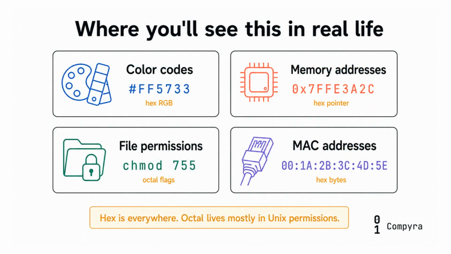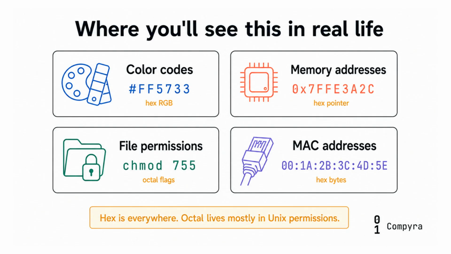So where do you actually run into octal and hex out in the wild? Hex shows up almost everywhere. CSS color codes, that hash FF5733 you've seen in web design, that's 3 pairs of hex digits, one each for red, green, and blue. Memory addresses in a debugger or a crash log, those 0x prefixed values are hex. MAC addresses on your network card, IPv6 addresses, raw byte data in any hex editor, all hex.